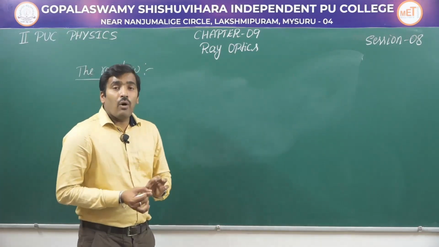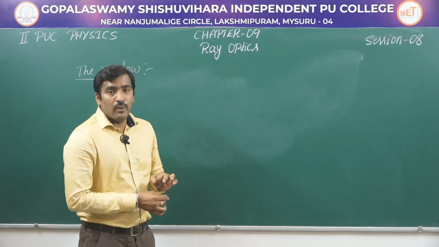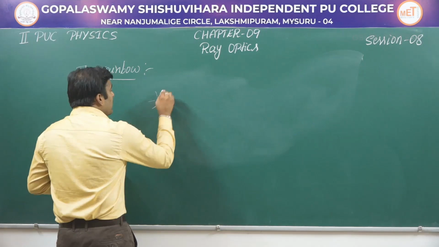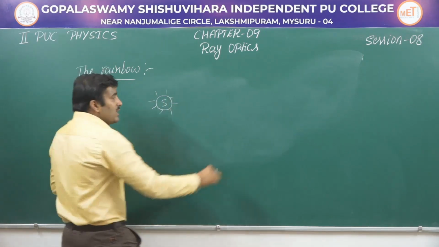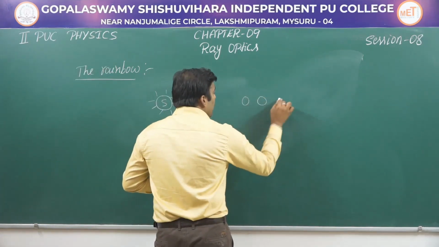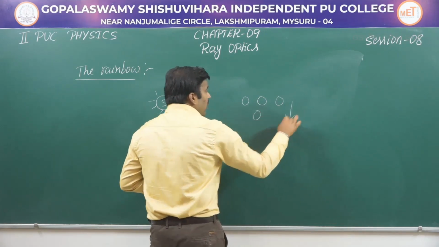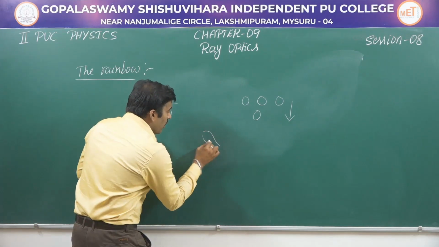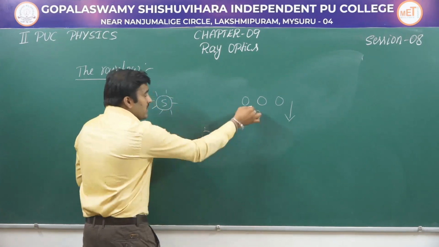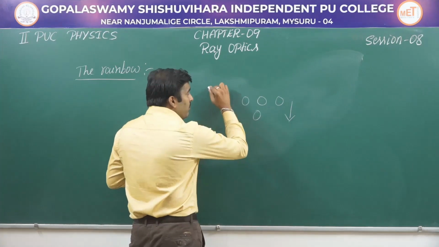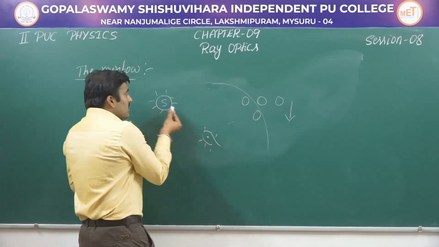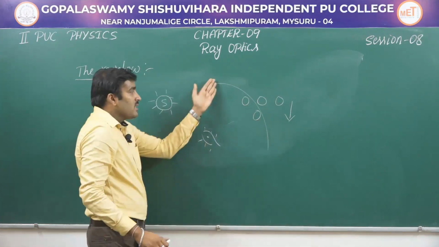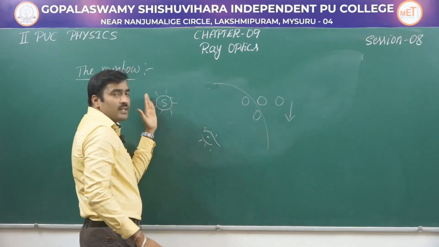What is the condition for the formation of a rainbow? The condition is when the sun is shining at one end and there is rainfall at the other end. So here we can observe the formation of a rainbow from this side, at this end, because the sun is shining on the other end and the rain is falling on this end. We can see the rainbow always on the side opposite to where there is sunshine.